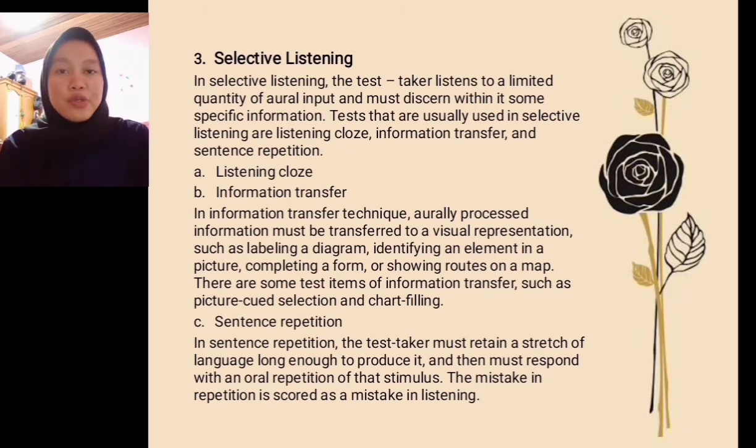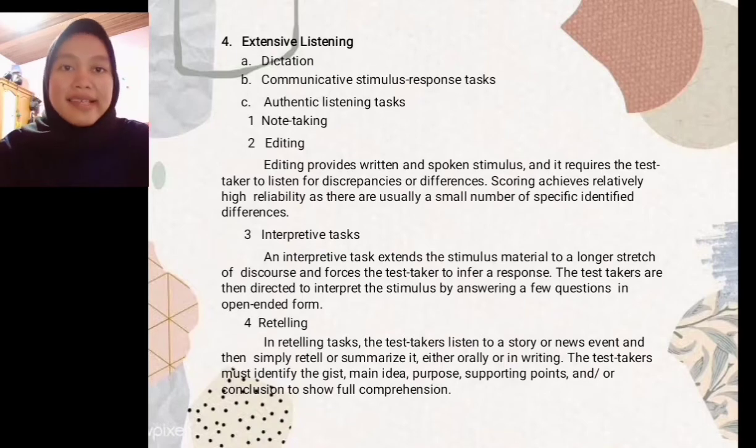Okay, we go to the last listening design text that is extensive listening. Extensive listening, there are three kinds, that is dictations, communicative stimulus response text, and authentic listening text.